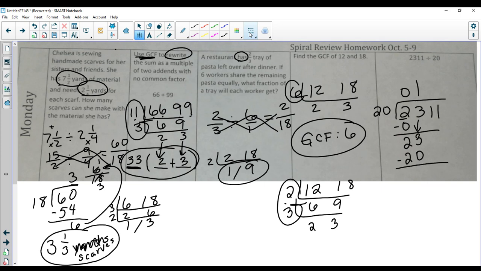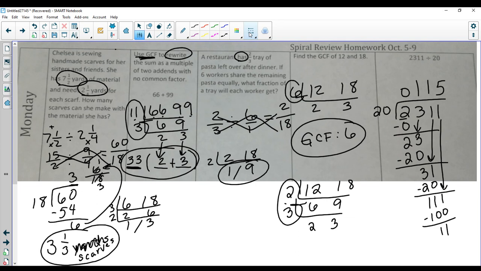How much do I have left over? 3. Bring down my 1. How many times will 20 go into 31? One time. 20 times 1 is 20. When I subtract, what do I have left over? 11. Bring down that 1. How many times will 20 go into 111? 5 times. 5 times 20 is 100, with 11 left over. Is there anything else to bring down?